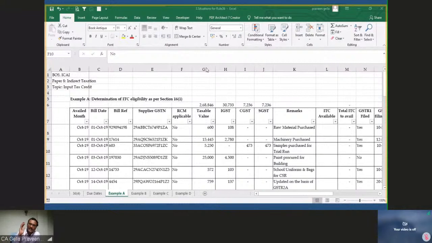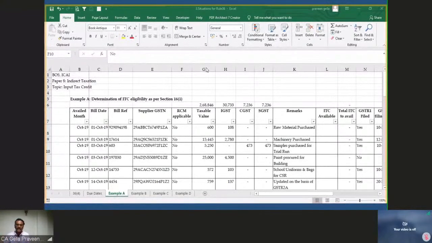Keep in mind section 16, subsection 1 and section 16, subsection 2. Subsection 1 says I should have received the goods or services, and the intention to use in business is required. Then I can take. Subsection 2 says you should have a document, and you should have received the goods or services. These are the 3 provisions I have read. On the basis of that, please keep on filling the answers.